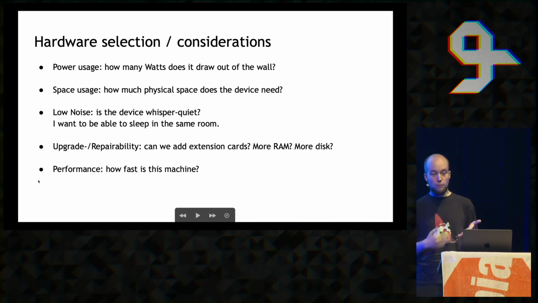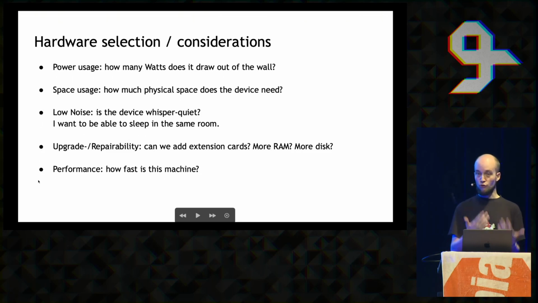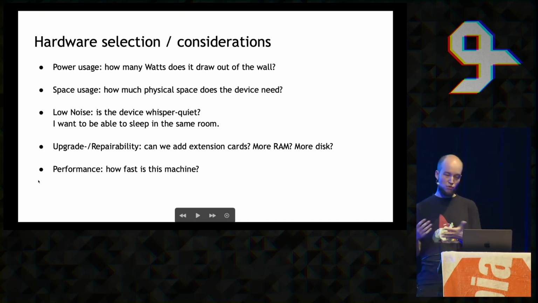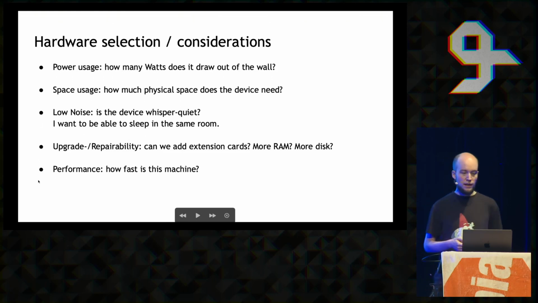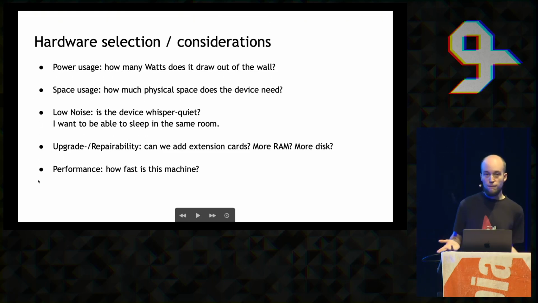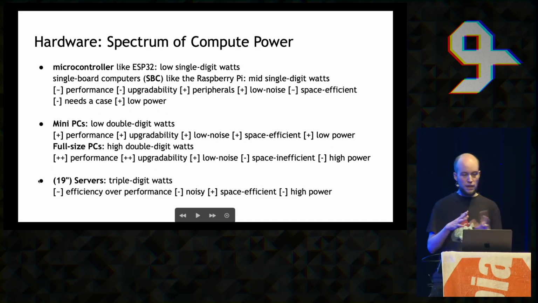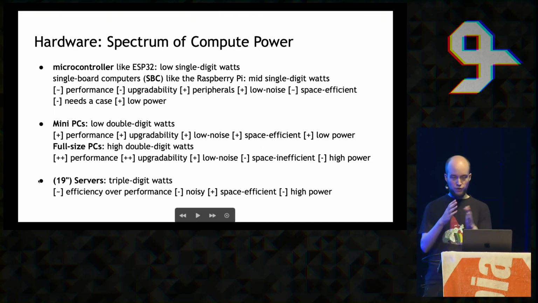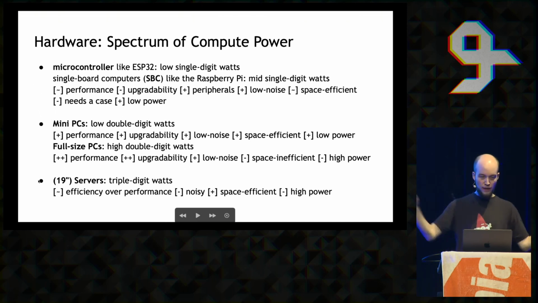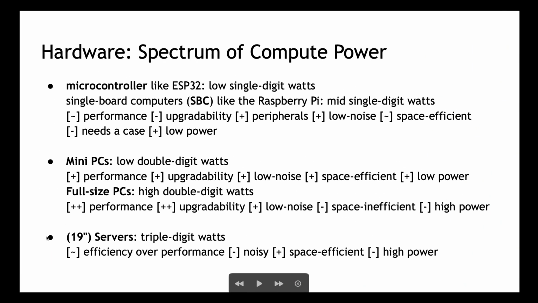Then we have the question of upgradability and repairability. Can we add more extension cards? Can we add more RAM, more disks? You might need that sooner or later, depending on your use case. And lastly, performance. How fast is that machine? So I have this confusing slide with a lot of bullet points, but I'm going to try to explain my lay of the land in terms of the spectrum of compute power.